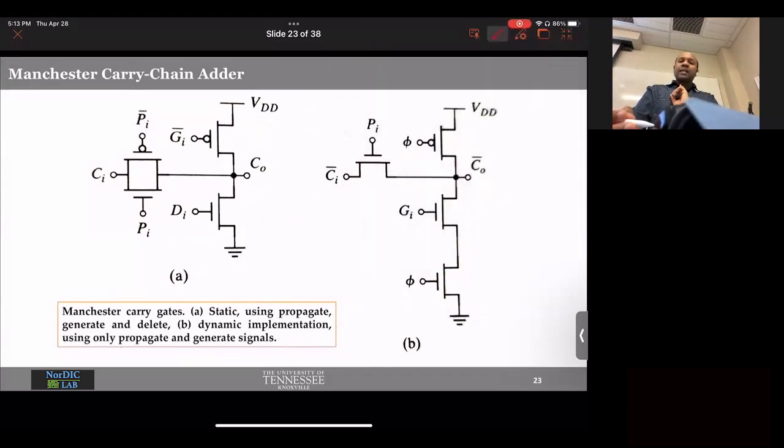One of the ways to understand that this is dynamic logic would be to see this. This phi is often used to represent clock. So when you see you have a clocked circuit, that means it's a dynamic circuit. The clock controls everything. Any problems so far? Okay.